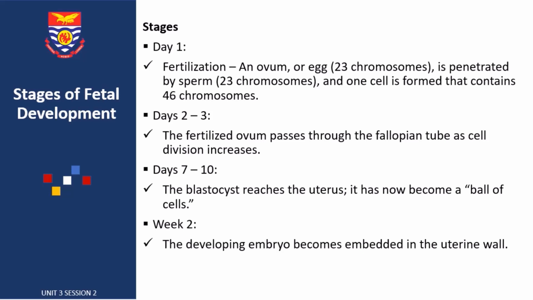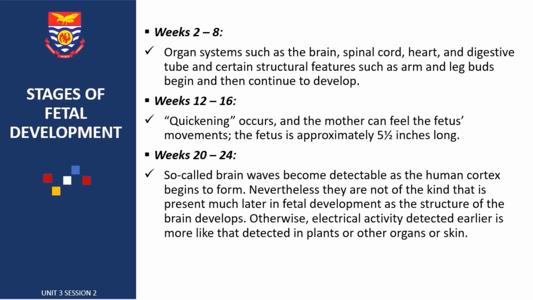Days 7 to 10, a blastocyst is formed, and this blastocyst reaches the uterus. It has now become a ball of cells. Week 2, the developing embryo becomes embedded with a uterine wall. Weeks 2 to 8, organ cells such as the brain, spinal cord, heart, and the digestive tube, and certain structural features such as arms and leg parts begin and then continue to develop.